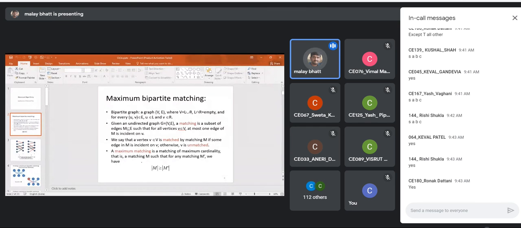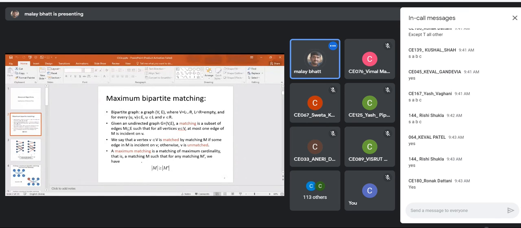You can think about another bipartite graph, like cricket players and the teams in the IPL. One player will always link with one team. One player cannot play in two different teams. So that is what you can think, that there must be at most one edge of M incident on v.